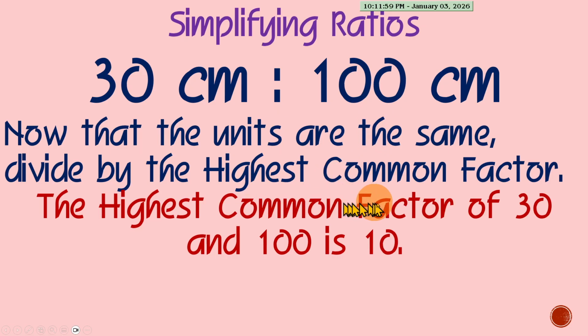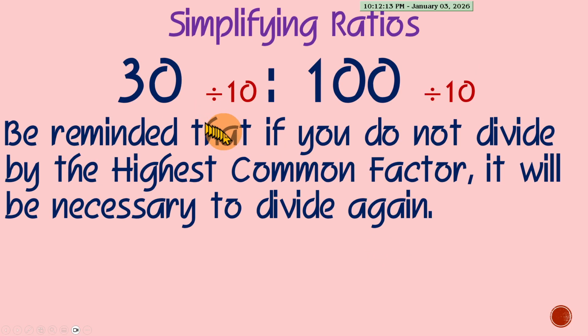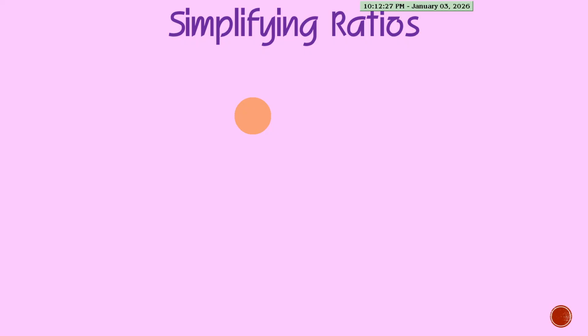The highest common factor is 10. Of course, if you divide by 2 or 5, you just would have to divide again. But we must remember, if you don't know the HCF, you have to divide more than once. So when we divide by 10, we're going to get 3, and 100 divided by 10 is 10. So the new ratio, the simplified ratio, is 3 to 10. If you had not divided by 10, you would have needed to divide twice.